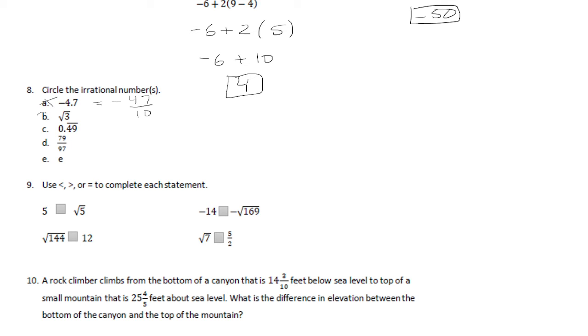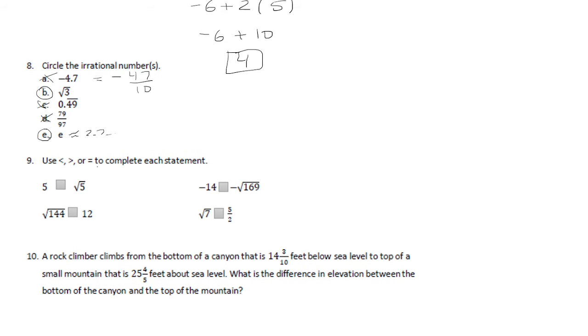Square root of 3 is irrational, since it's not a perfect square. C has a repeating pattern, so this one is rational. D can be expressed as a fraction, obviously, so this one is rational. But E is irrational, so this one we want to include. So this is like 2.7, etc. There is no repeating pattern for that.